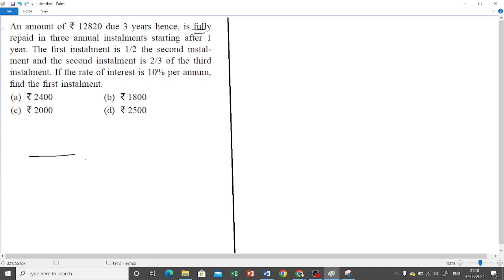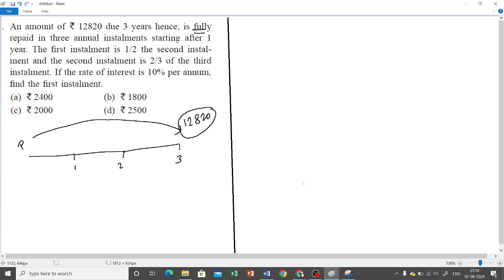Okay, so say this is 1 year, this is 2 year, this is 3 year. Now you borrowed something, I don't know what is the amount you borrowed, but that matured when you are paying it back after 3 years, its value transformed into 12820. This is what it wants to say. Did you understand? So it is P into 1 plus 10 by 100 whole cube is this 12820.